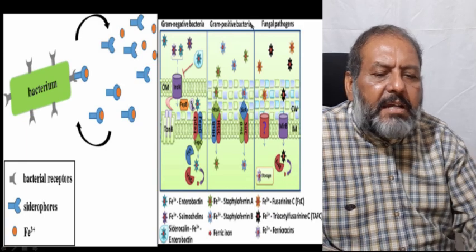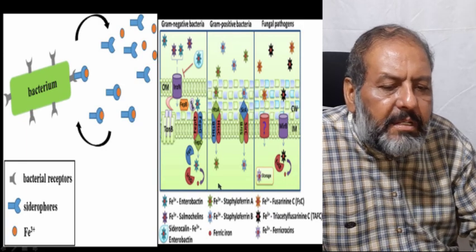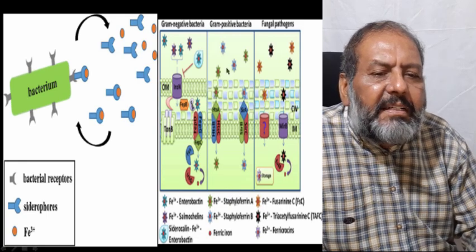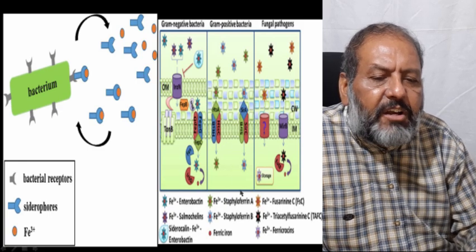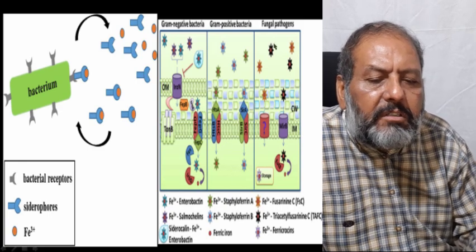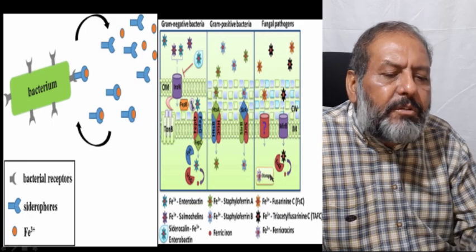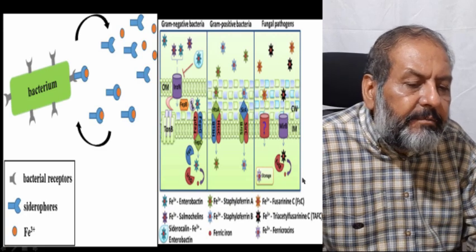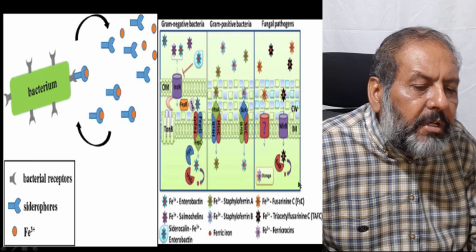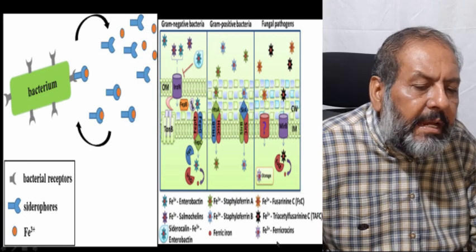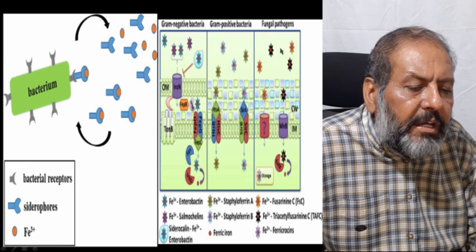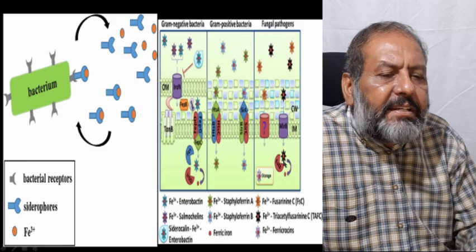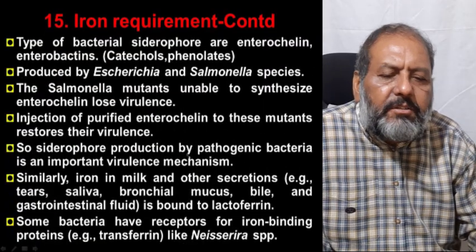Similarly, in case of gram-positive bacteria, Staphylococcus A and Staphylococcus B, they are capable of getting the ferrous iron and transporting inside the Staphylococcus bacteria. Similarly, in the fungal pathogens, the molecules capable of taking the iron inside, that is fusarinine C, and the other molecule ferricrocin, these are capable of taking the iron from the host and getting inside the fungal cell to maintain its function.